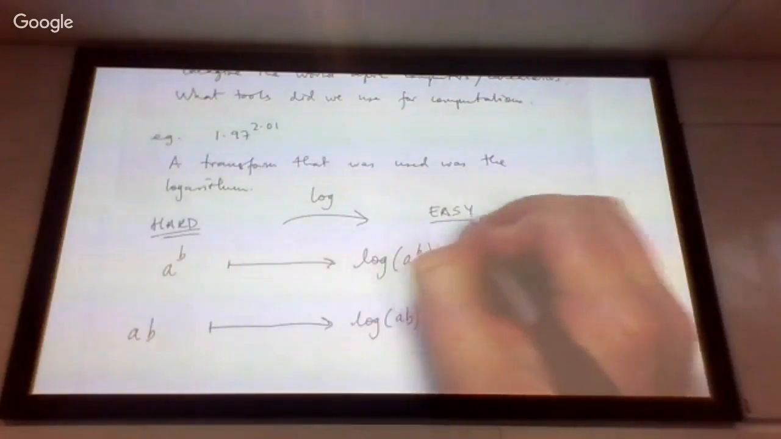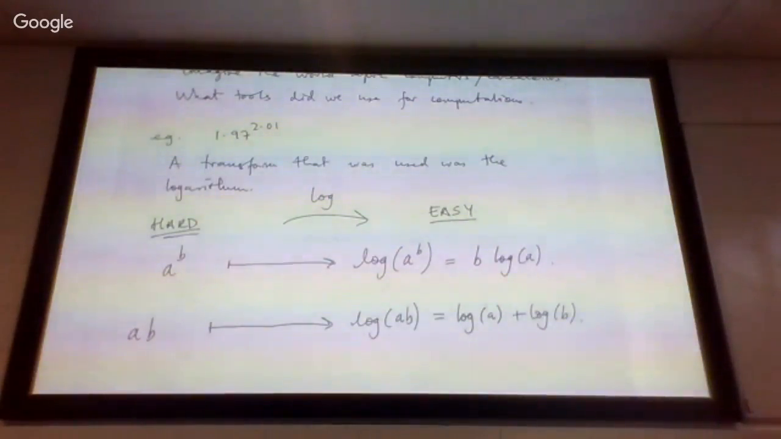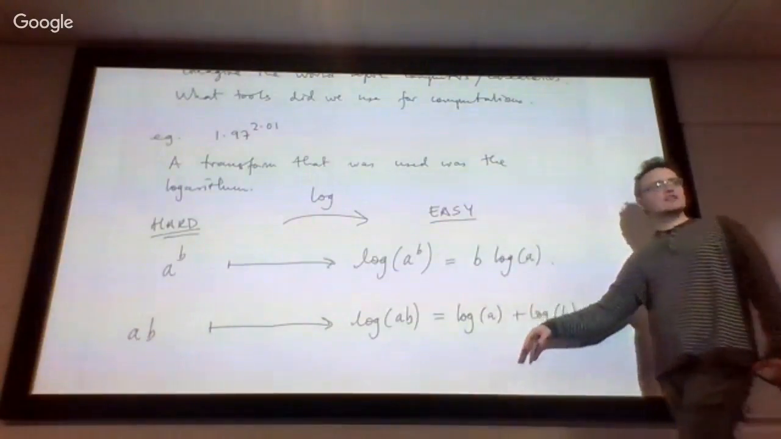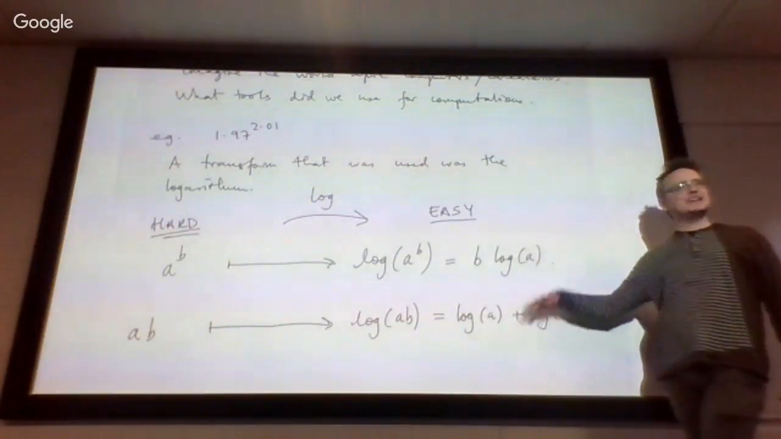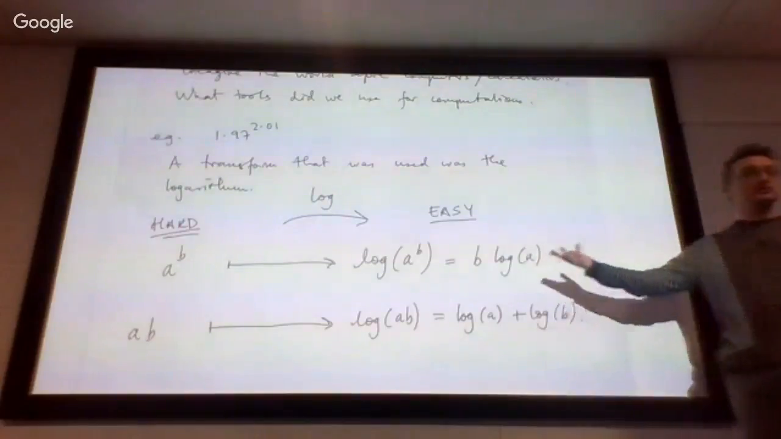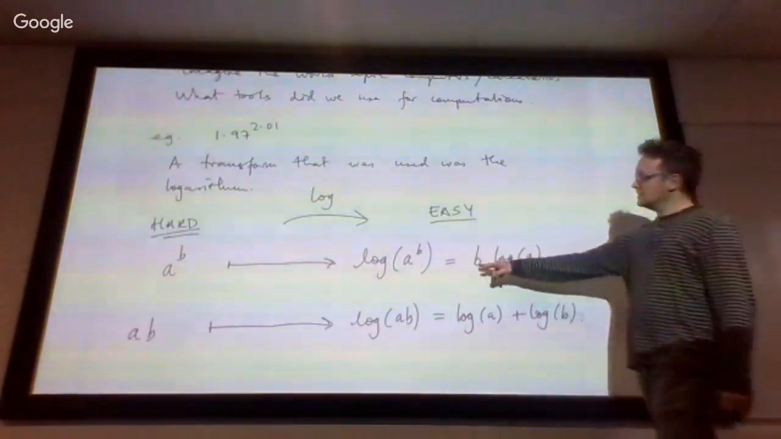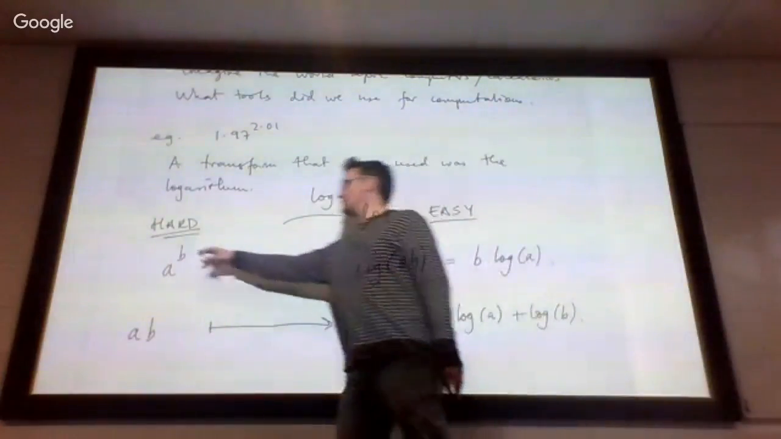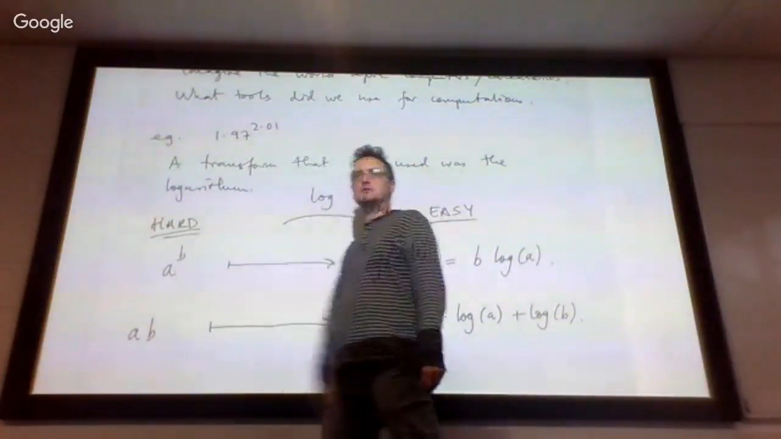So these problems are, well, in comparison to what they were, the computational task here is easier. It is easier to multiply together two numbers than to raise one to the power of the other one.